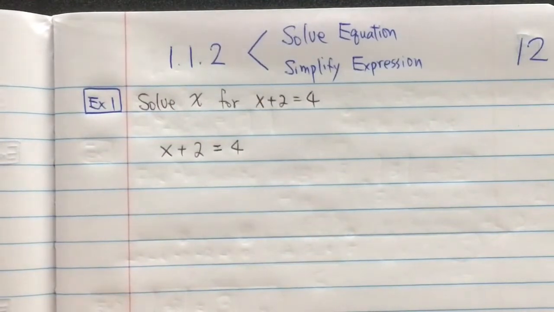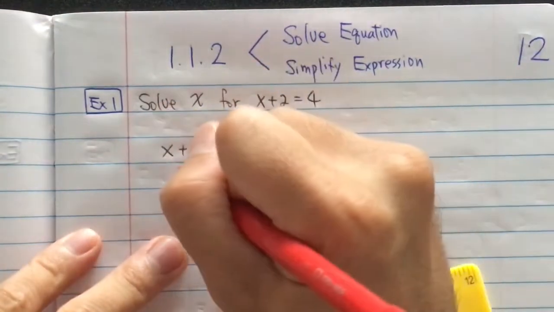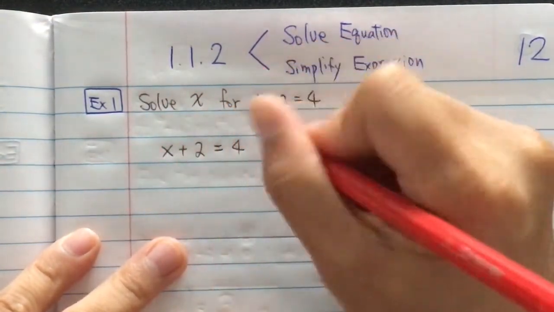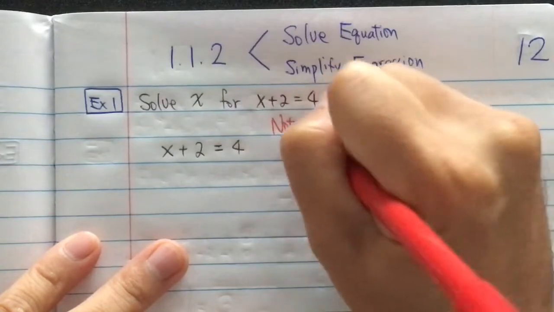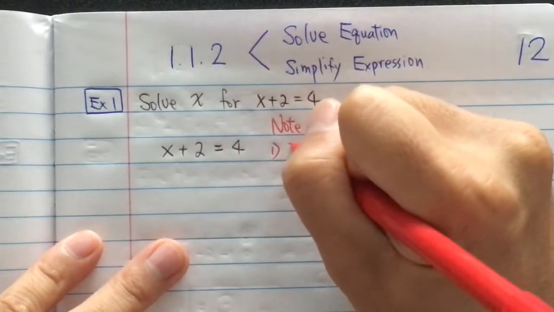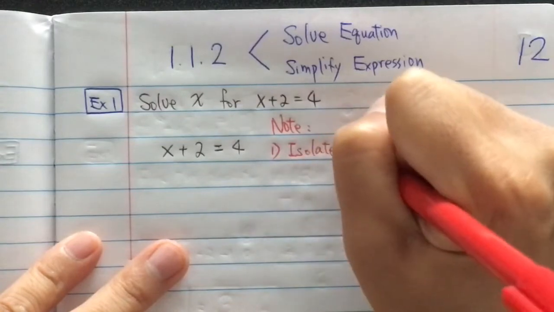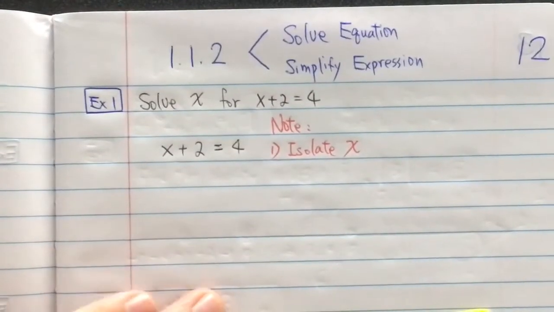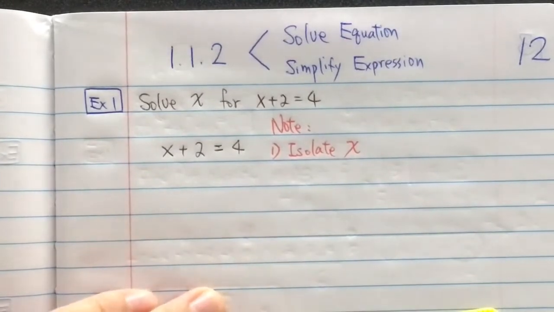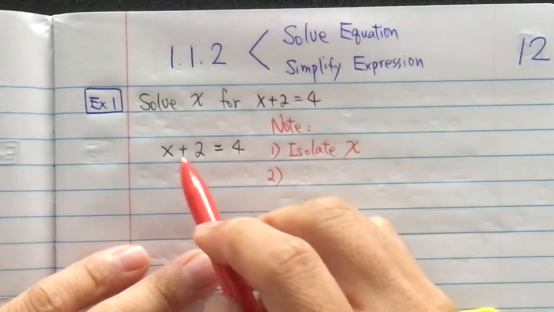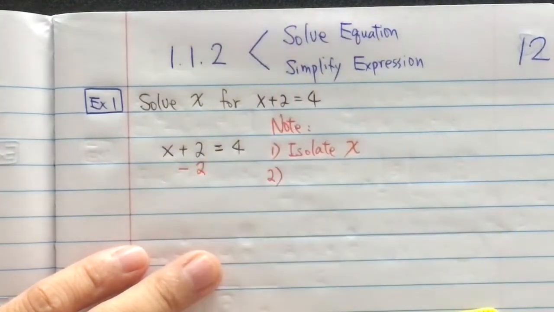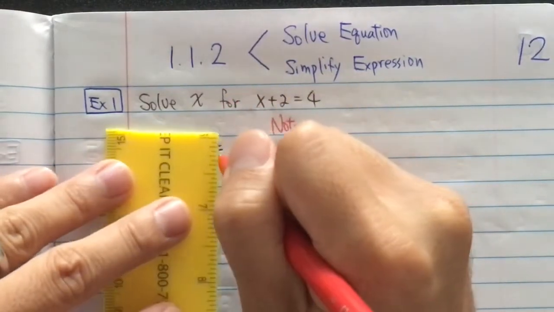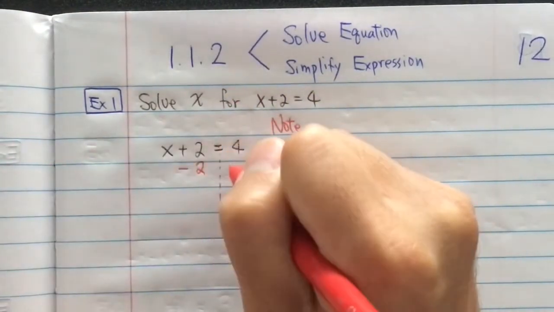Now, ladies and gentlemen, I need you to use a red pen. Here, how to solve x? So remember how to solve x. Write a note. First, isolate x. Use the red pen, okay? Isolate x. But how do we isolate x? We need to remove 2. How to remove 2? We will minus 2. But why minus 2? Do a river: minus 2 on both sides.